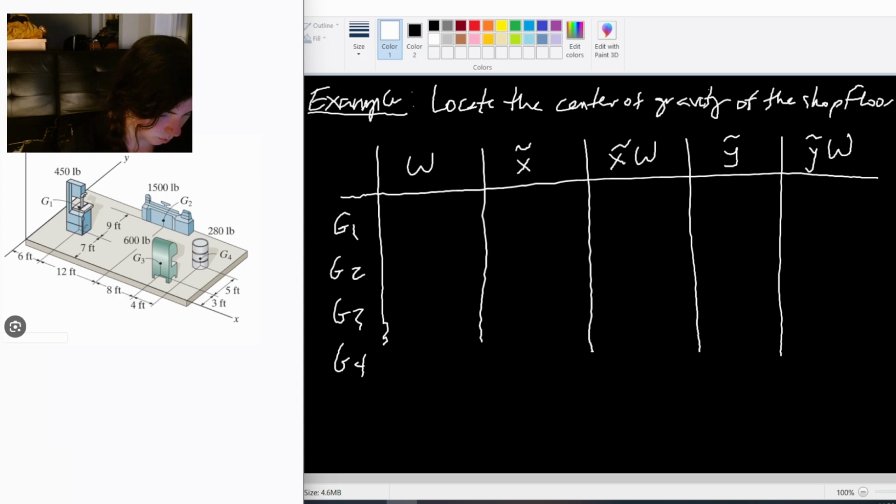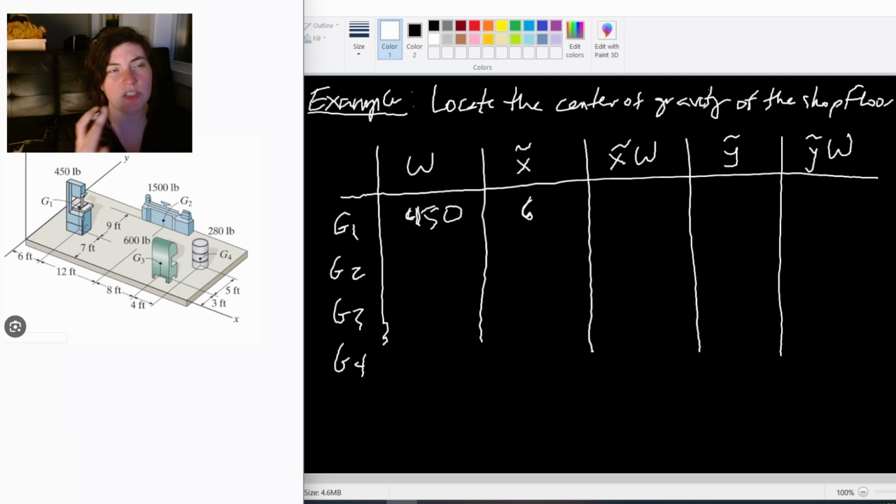G1, our G1 object has a weight of 450 pounds. And off from our centroid there, going in the X direction, we can see that it's off by 6 feet. So our X bar is 6. And if we want, we can really just travel down the X line and capture all of these as we walk down, because we're just going to be adding these numbers together.